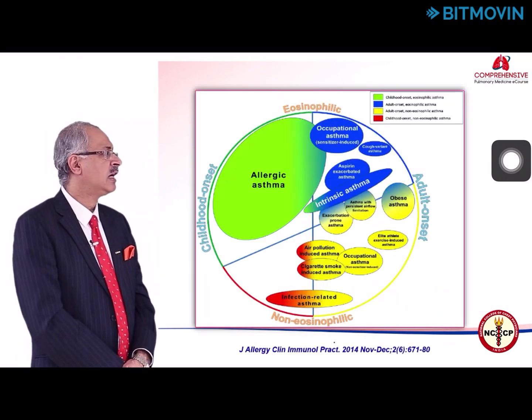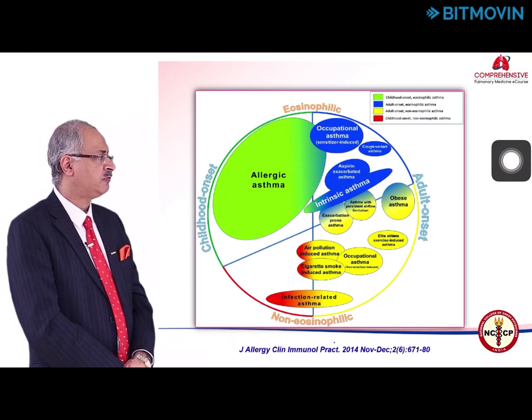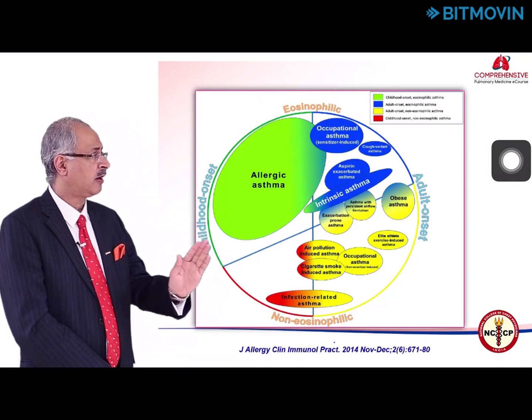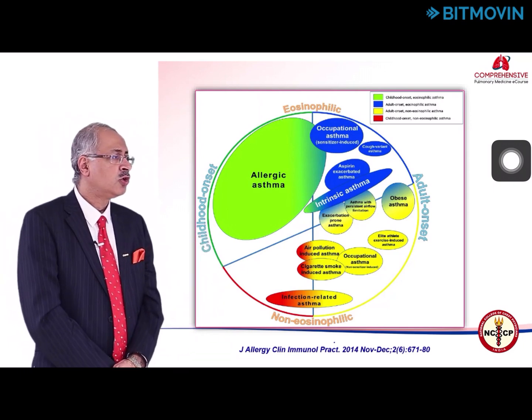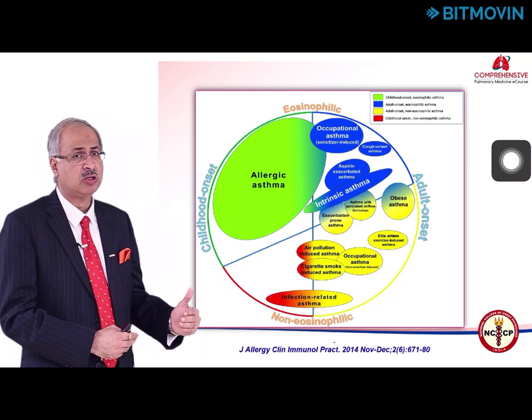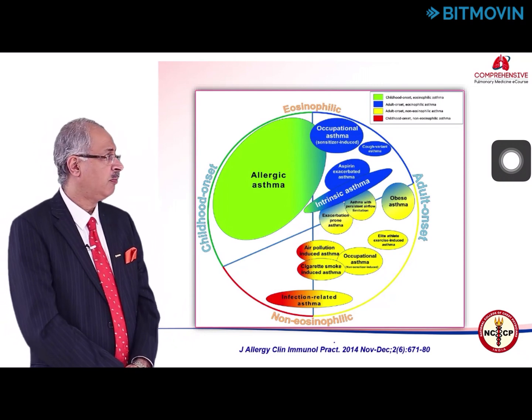Now, if you see this cartoon, we have four components in it. On the top, we have eosinophilic. On the bottom, a non-eosinophilic. On the left, childhood onset. On the right, adult onset. So there are two components here: the age of onset, which is important, and second, the eosinophilic or non-eosinophilic component.